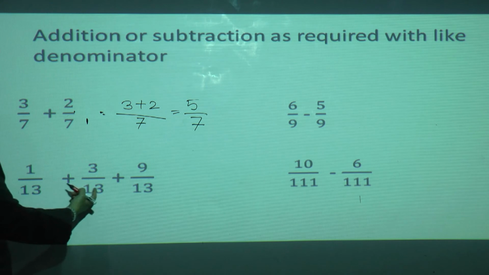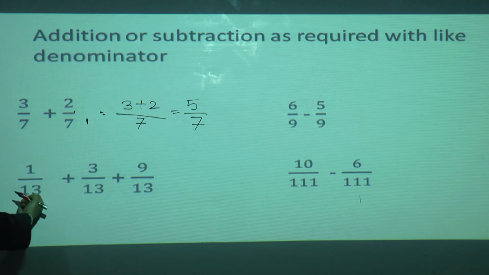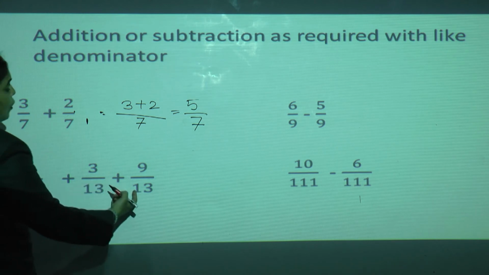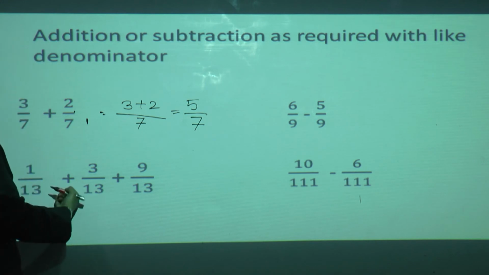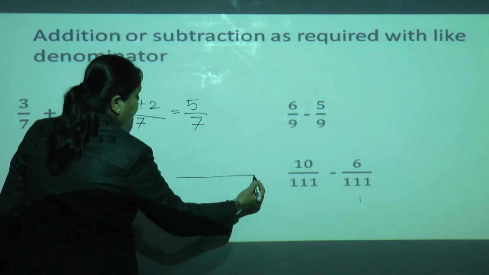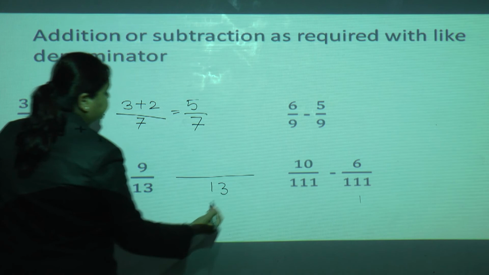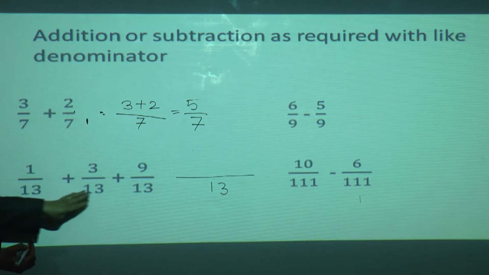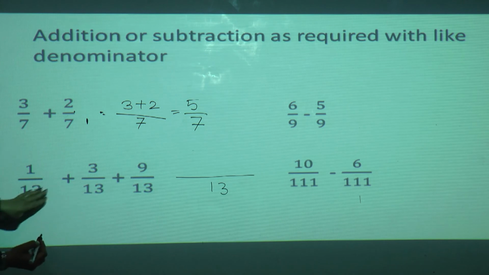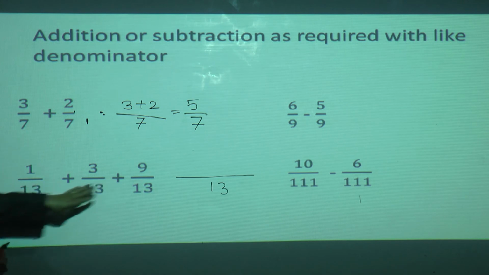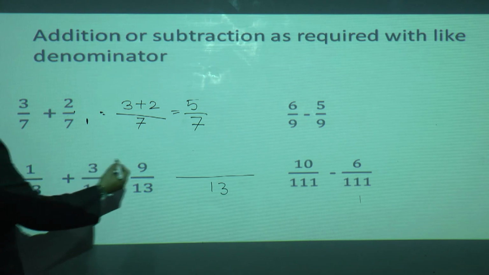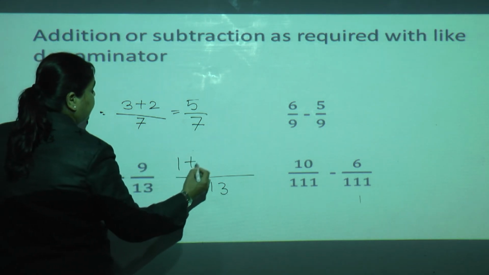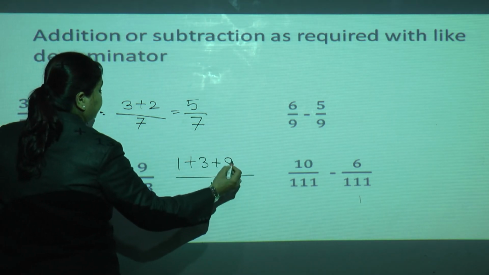We have three fractions in the addition, and all the denominators are the same, so we take 13 as the common denominator. Now you can do the operations, as I already told you, when the denominators are equal. Here we have additions, so we will write one by one: 1 plus 3 plus 9.